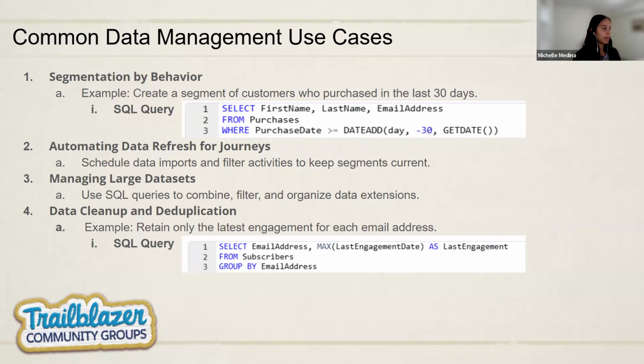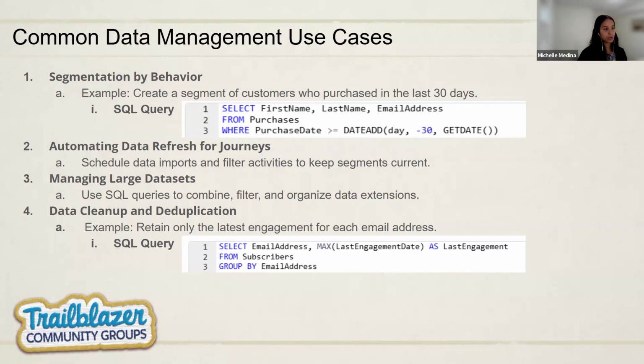So segmentation by behavior is a really good example of how we can use the SQL query activity to create a segment of customers who have purchased in the last 30 days. You'll see here just a quick screenshot of what that query would look like. Another example is automating your data for journeys. You can schedule data imports, or you can also schedule your data extension filter activities to make sure that your segments or your targeted audience is always up to date.